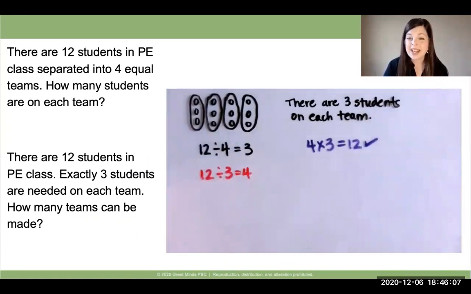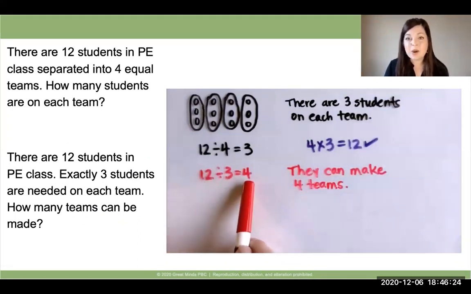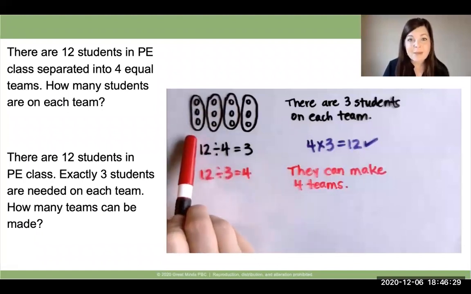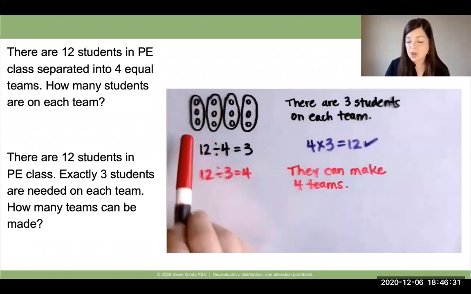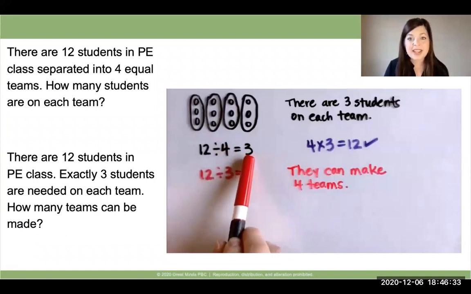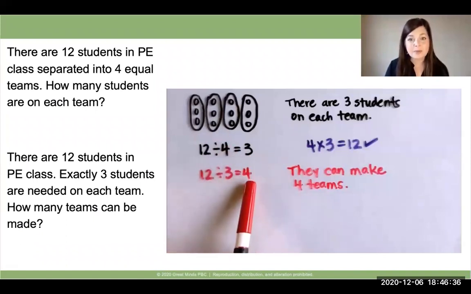Now pause the video and write an answer statement to answer the question, how many teams can be made? They can make 4 teams. Now, does the quotient in this story represent the size of the groups or the number of groups? This time, the quotient represents the number of groups. So the same array can be used to represent a situation where the group size is unknown, like in our first story, or where the number of groups is unknown, like in our second story.